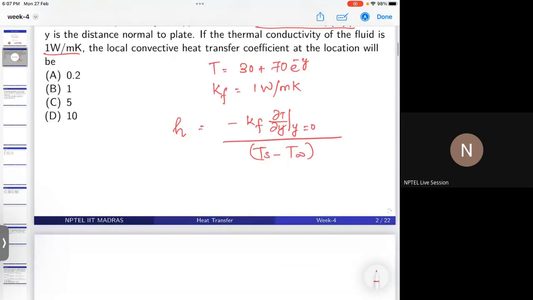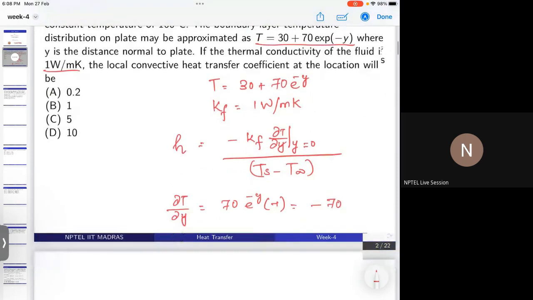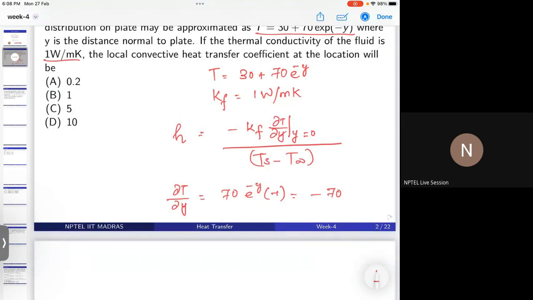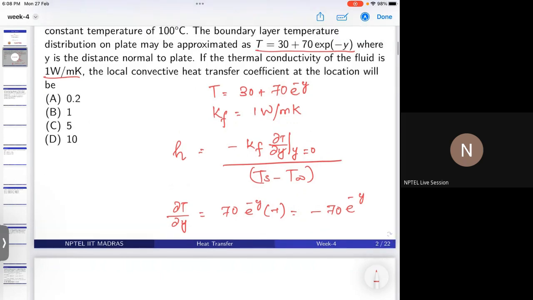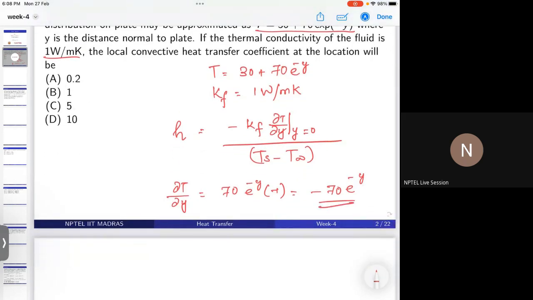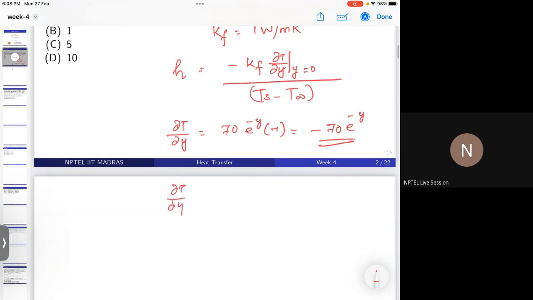Just substitute these values. Since the temperature profile is given, dT/dy is 70 times e raised to minus y, times minus 1, so that is minus 70 e raised to minus y. What is it at y equal to 0? Just put y equal to 0 in this equation, so it is minus 70.